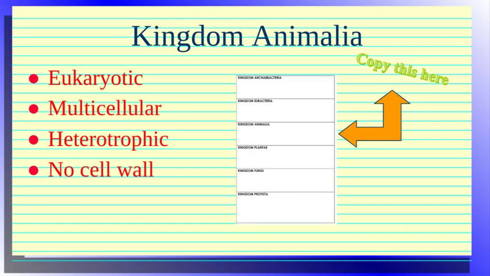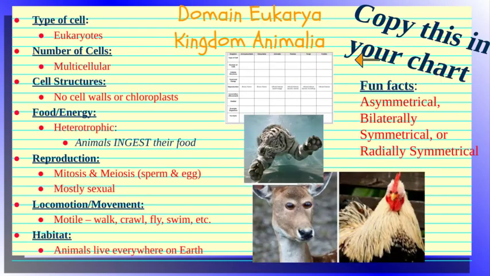So these are eukaryotic cells. Again, they're in the domain eukarya. They are multicellular. So all animals are multicellular, and they are heterotrophic, which means that they need to consume another organism to get their energy. And also remember back when we were talking about the different types of cells, that animal cells do not have a cell wall. That's what separates them from plant cells. So again, they're eukaryotes, they're multicellular, they have no cell wall.